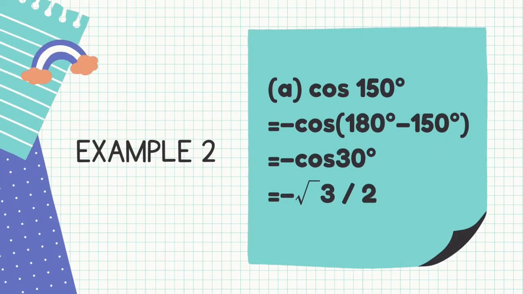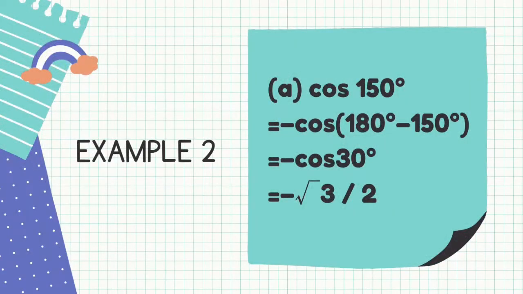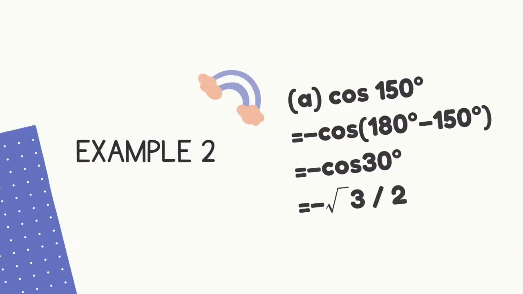Example 2a. Without using a scientific calculator, determine the value for cos 150 degrees. Firstly, 150 degrees is located in quadrant 2, therefore it is a negative value for cos. We use 180 degrees minus 150 degrees to find the acute angle for cos. The acute angle is equal to 30. Referring back to the previous table, cos 30 is equal to surd 3 over 2. Therefore negative cos 30 degrees is equal to negative surd 3 over 2.